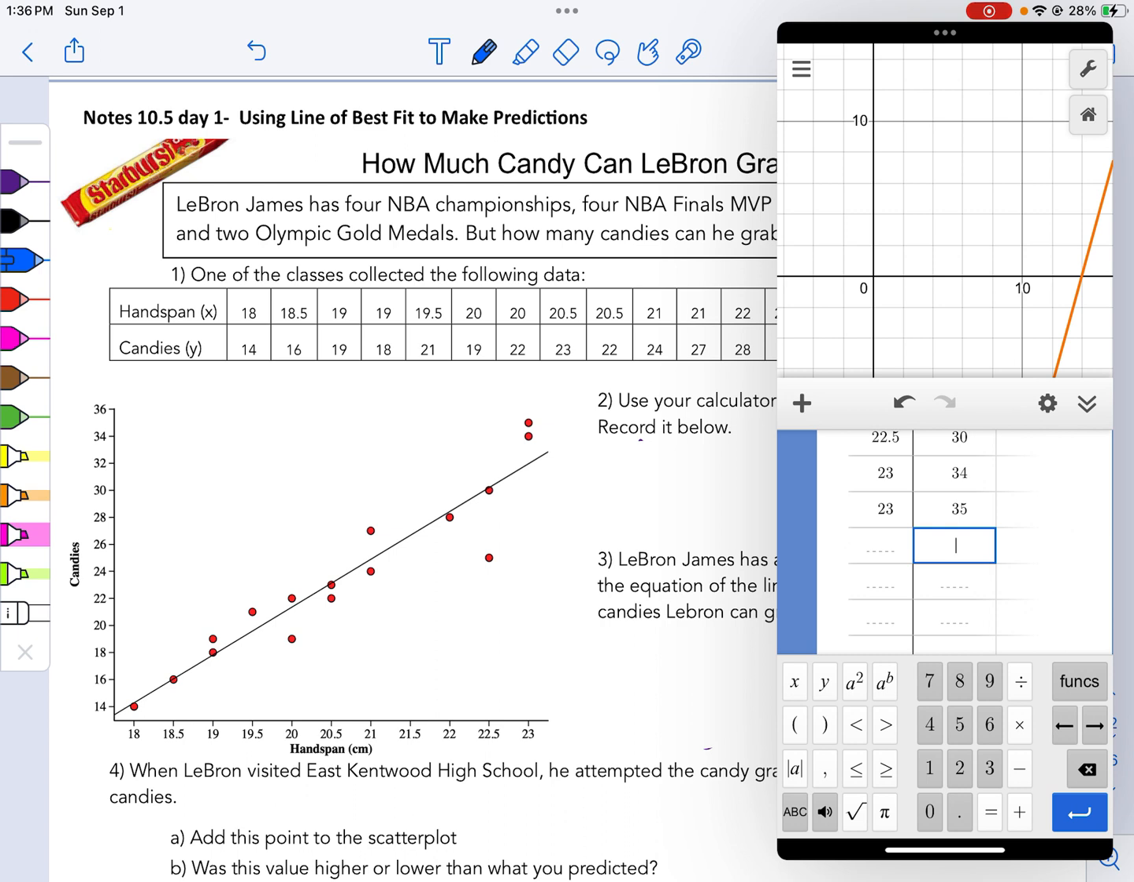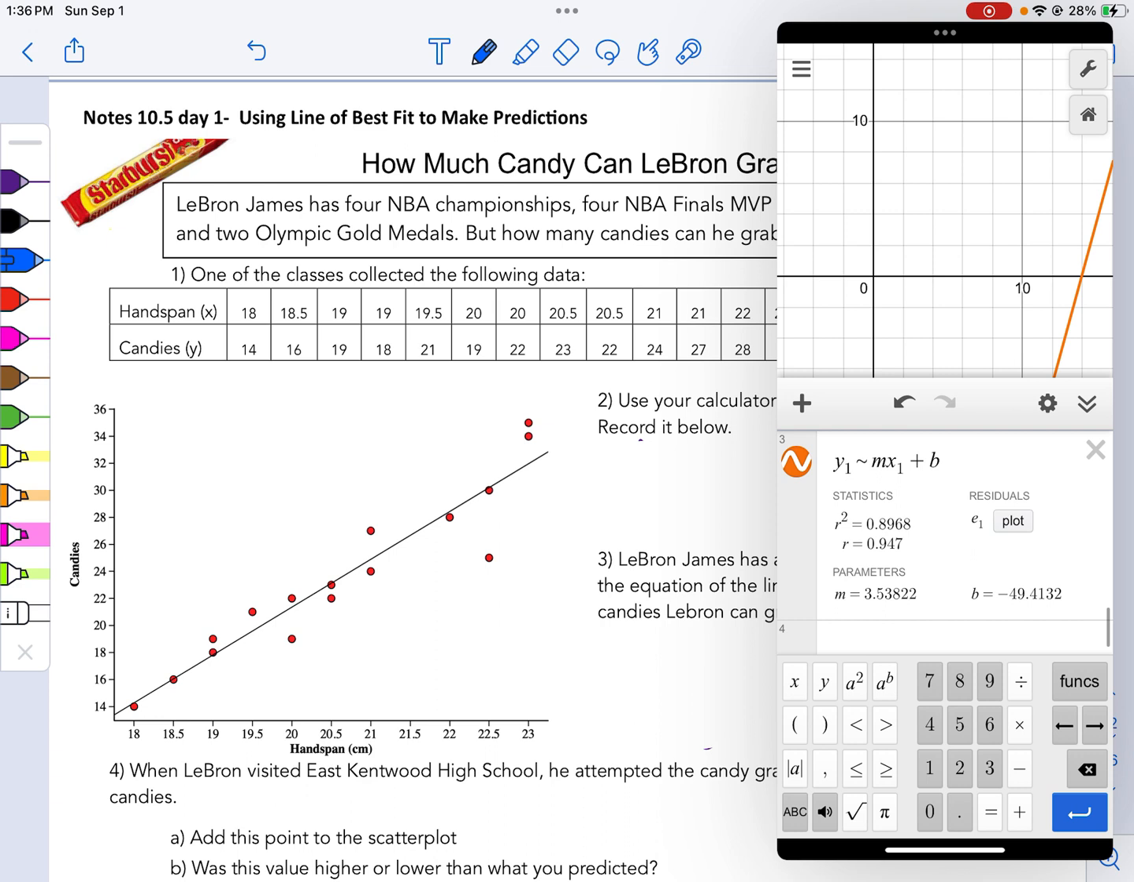And again, if you had one that was incorrect, you can just delete it and then type in it. Again, you don't have to delete the whole column or the whole row. But the nice thing about Desmos is we just scroll down below and we see our equation right away. So remember, M represents slope down at the bottom under parameters, and then B represents the y-intercept.